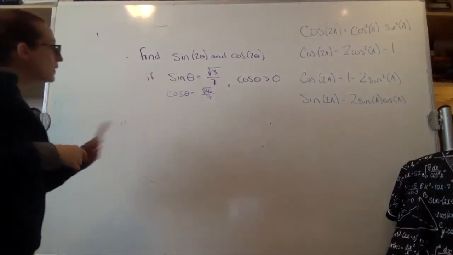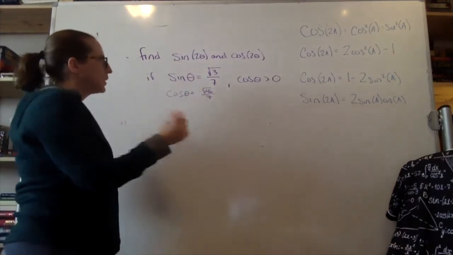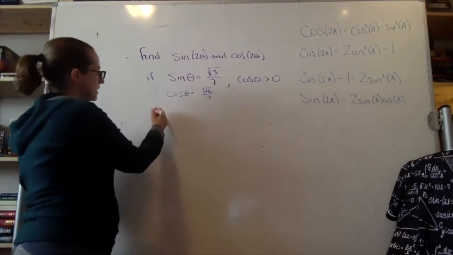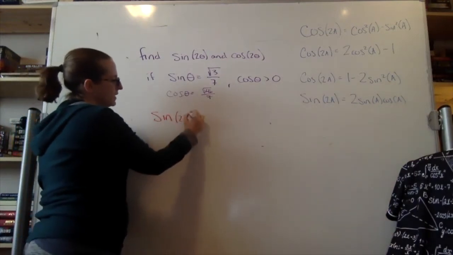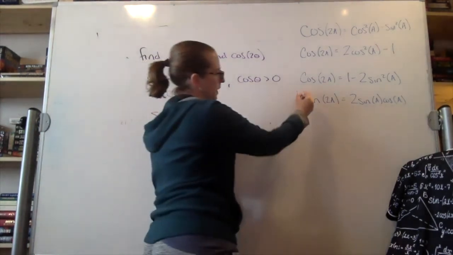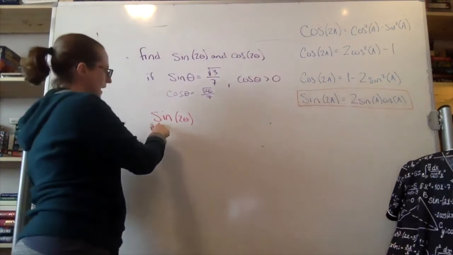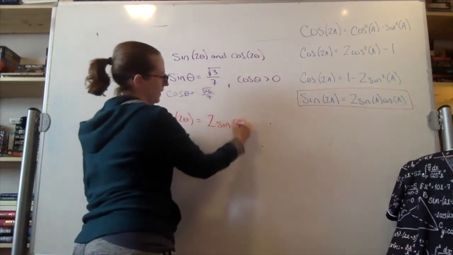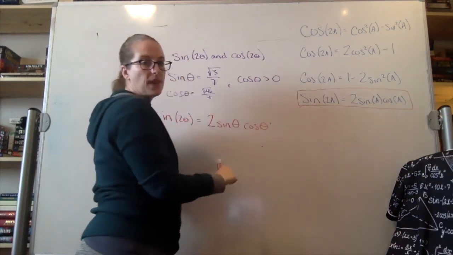Okay, so now that we know what our cosine is, we're going to figure out what sine of 2 theta and cosine of 2 theta are by using those double angle identities. So let's start with sine. To calculate sine of 2 theta, we're going to use this bottom identity. So we have that sine of 2 theta equals 2 sine of theta cosine of theta, just replacing our a's with theta there.